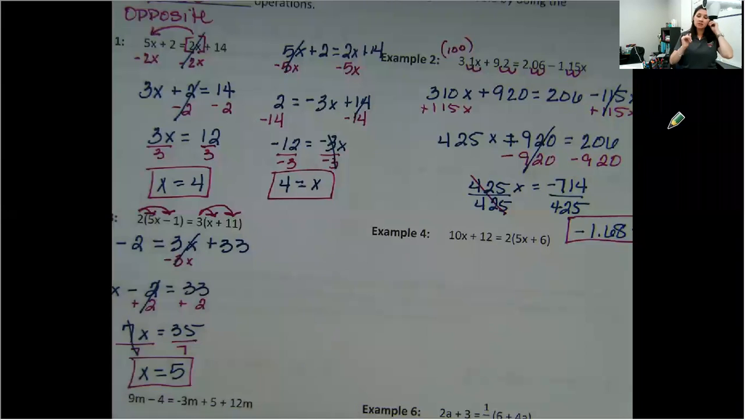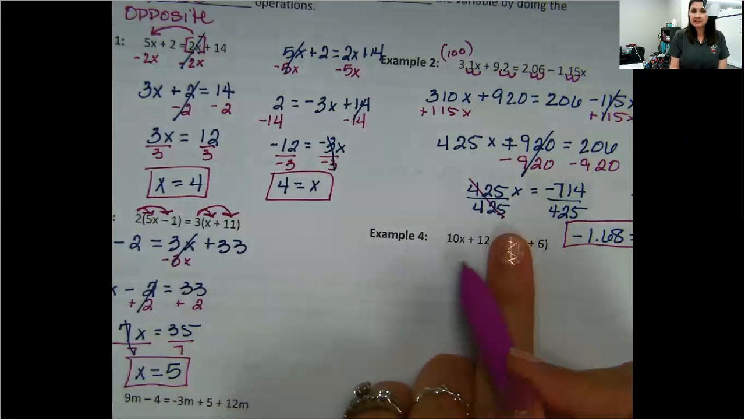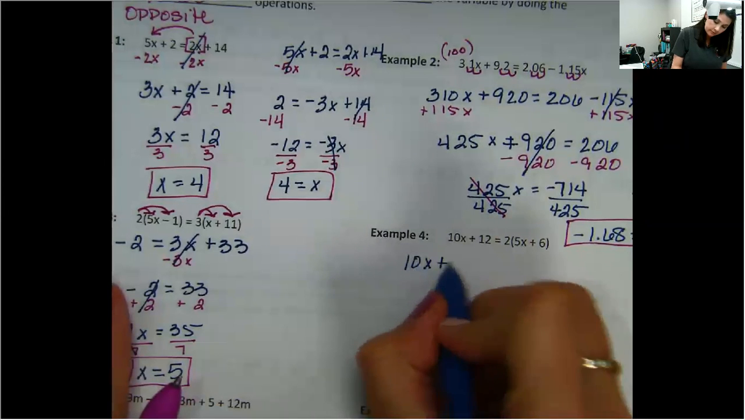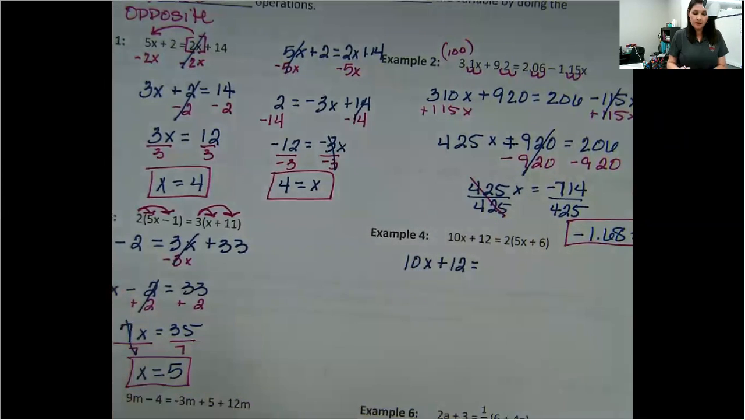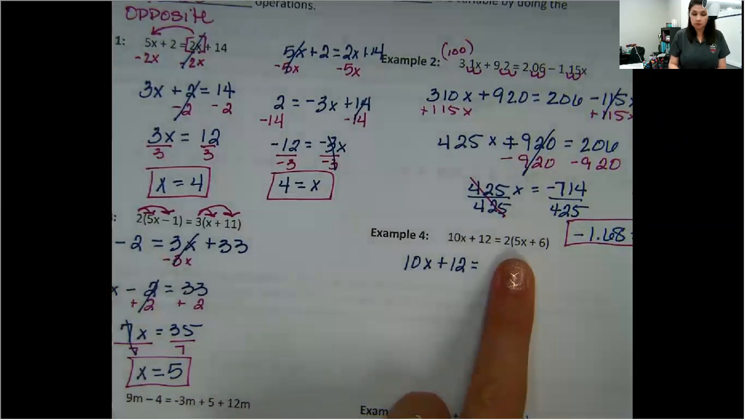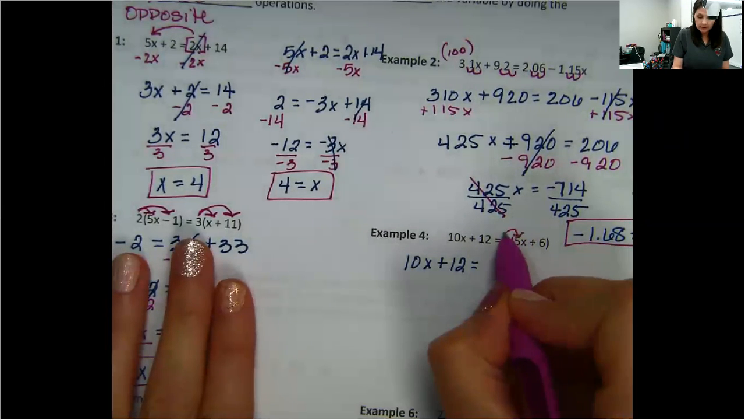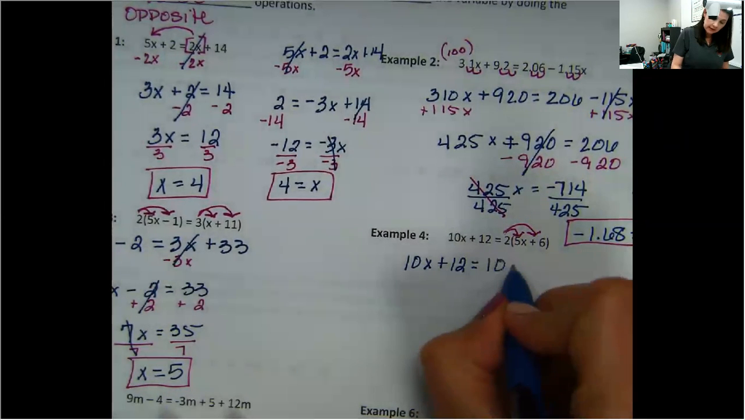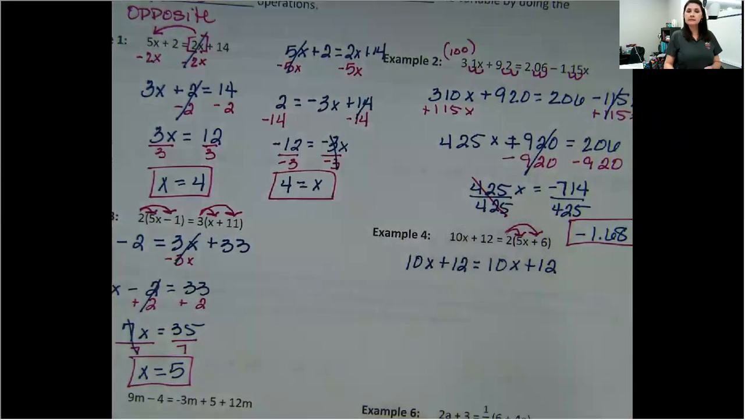Okay, I want everybody to try example 4. Wait, no, we're gonna do 4 together. I'm sorry. On the left side, there's nothing to combine, so I'm going to just go ahead and write 10x plus 12 equals. And then on the right side, I can distribute my 2 and my 6, and I end up with 10x plus 12. What do you notice about this equation? Stone? They're the exact same on both sides. Okay?